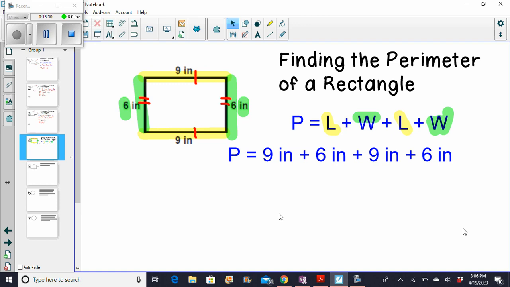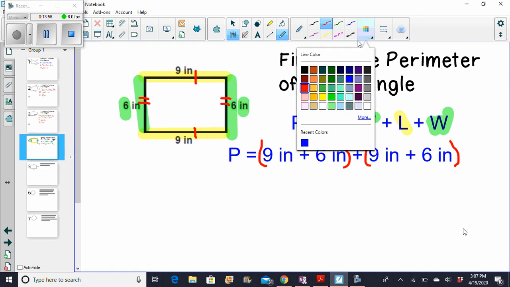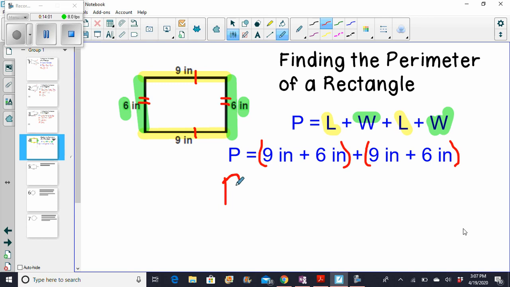So notice the lengths are doubled and the widths are doubled. This is something interesting that we want to note, because this is going to be the key to maybe making it a little bit easier. So here's length and width, and again, doubled, length and width. Just notice that. So let's go ahead and add these together. If I have 9 inches plus 6 inches, and I'm finding my perimeter right now, well, 9 plus 6 is, you got it, 15.